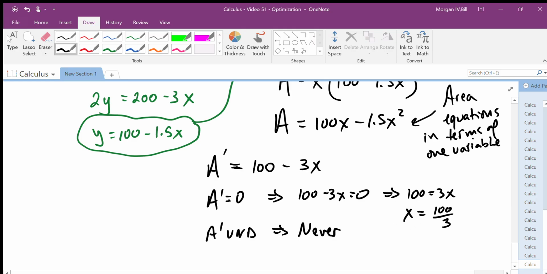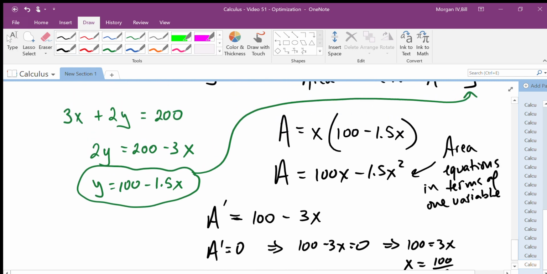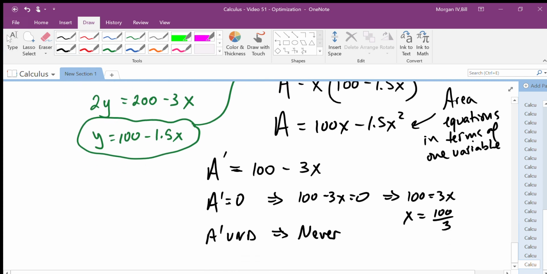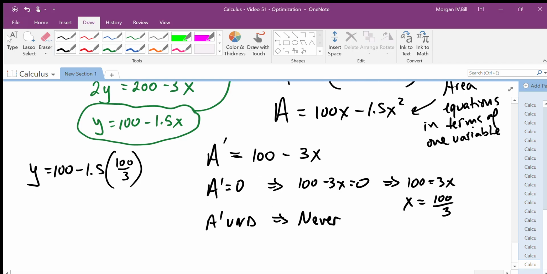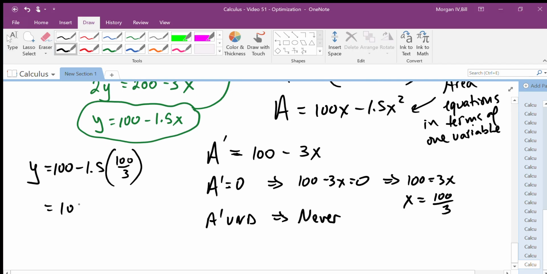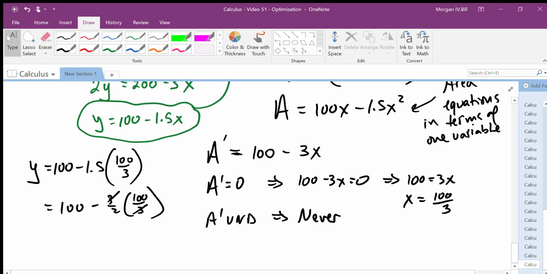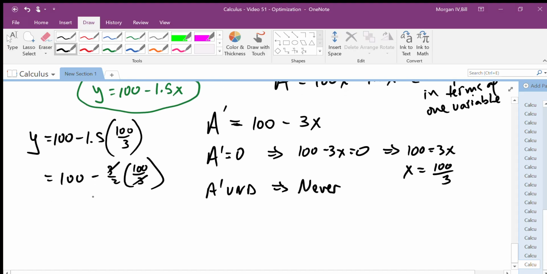Let's find the corresponding y value to that. We know that y is equal to 100 minus 1.5x. So if x is 100 over 3, then y equals 100 minus 1.5 times 100 over 3. Or maybe the fraction works out better here. That's 100 minus 3 over 2 times 100 over 3. 3's cancel. 100 minus 100 over 2, that's 100 minus 50. That is 50.